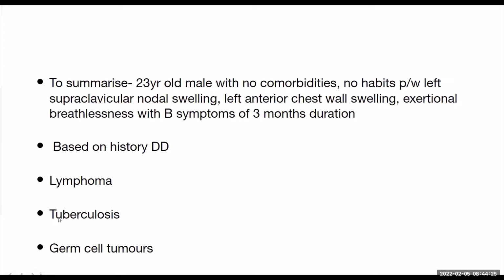For the patient to have tuberculosis, the age group fits lymphoma and germ cell tumor group, and tuberculosis, as it is endemic in our country, with patient having fever, night sweats, weight loss, and supraclavicular nodal swelling, could be one of the possible differential diagnoses.